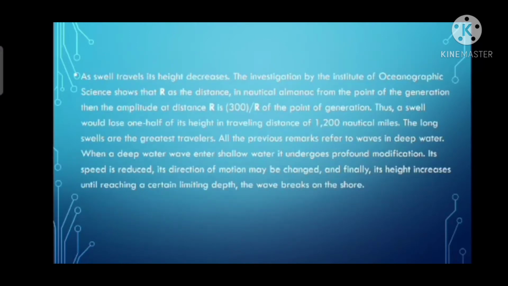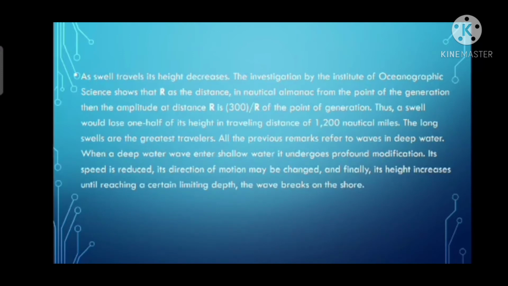As swell travels, its height decreases. Habang nagta-travel daw po yung swell, yung taas nito, unti-unti bumababa. The investigation by the Institute of Oceanographic Science shows that as the distance in nautical almanac from the point of generation, then the amplitude of distance r is 300. R of the points of generation.